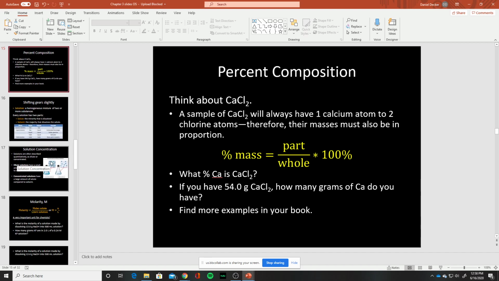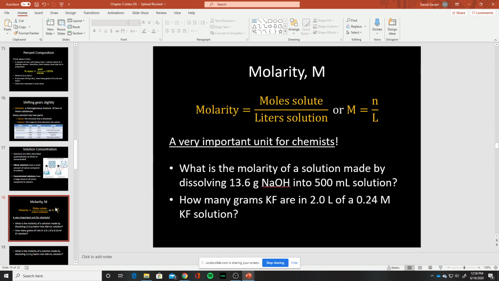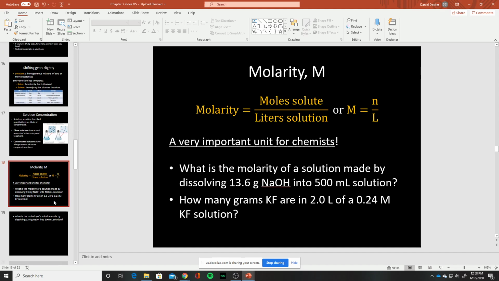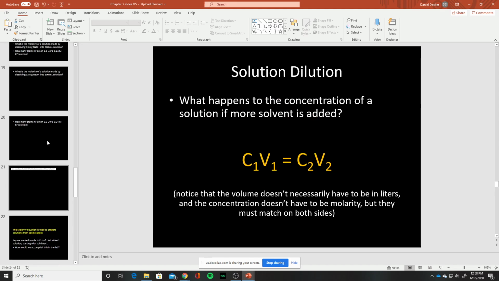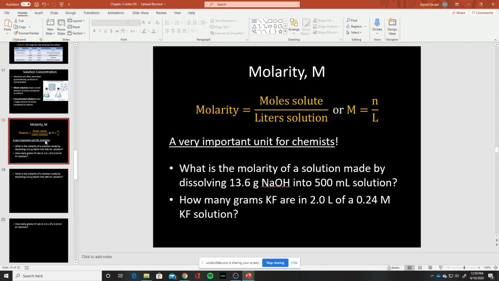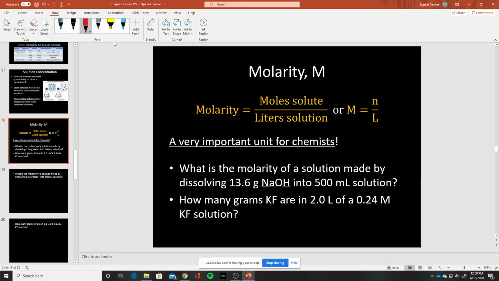What I did put in the exam were questions about solutions, specifically questions about molarity and dilutions. There will be questions about both of these. The way the molarity questions are going to be worded is essentially you're going to be trying to find one of these 3 things.